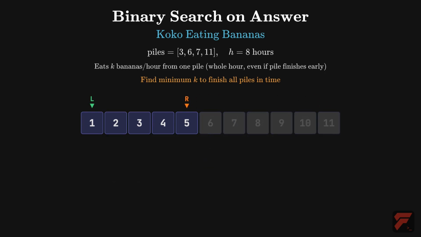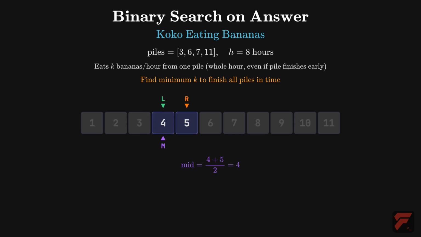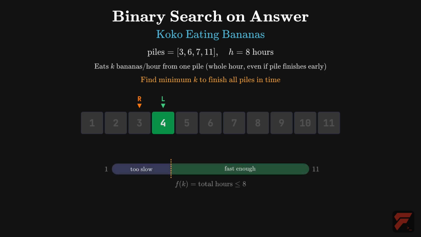Mid is 3, ceiling 1 plus 2 plus 3 plus 4, that's 10, too slow, go right. Mid is 4, 1 plus 2 plus 2 plus 3, 8, just feasible, go left. L is now greater than R, converge. L lands right on the boundary. The first value where the predicate is true, that's our minimum speed, 4.